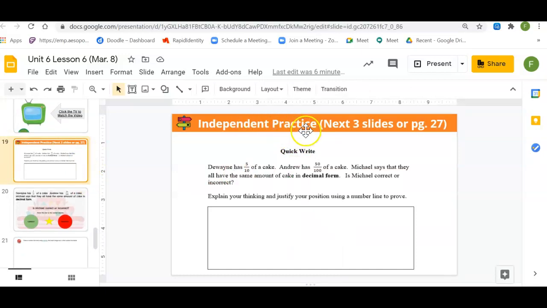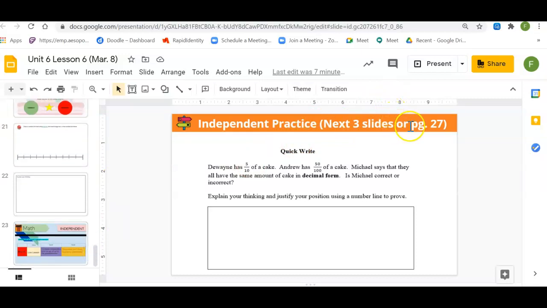Our independent practice continues. And here on this slide, you're going to have a choice about how you complete the next activity. You can complete the last independent practice task on the next 3 slides, or you can complete it on page 27. So remember, if you complete it on page 27, you're going to have to take a picture of your work and insert it into the slides so that your teacher can see your work.